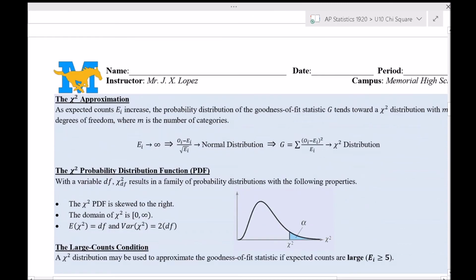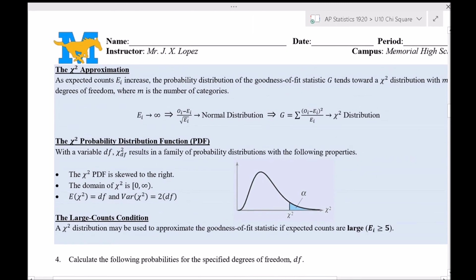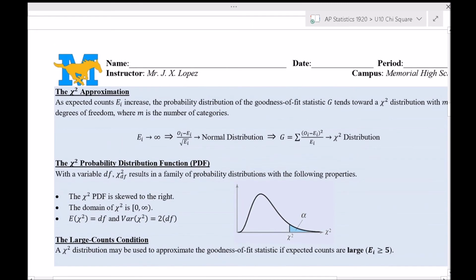So going back to that. The chi-square approximation, like I said: that goodness of fit statistic is not exactly chi-square. It's approximately chi-square if the sample size is sufficiently large. So we start off with the expected counts. Expected counts go towards infinity as the number of observations goes to infinity. So as the sample size gets bigger, the expected counts generally get bigger as well.